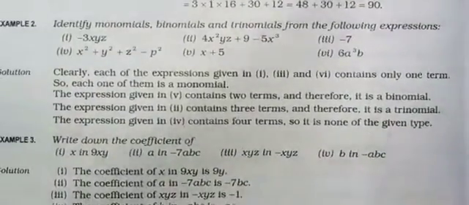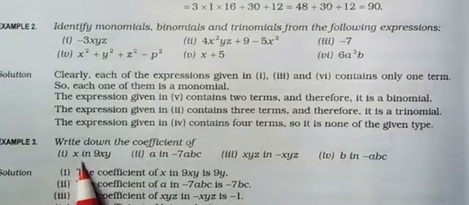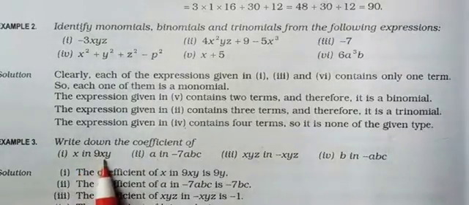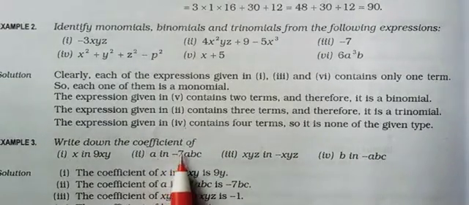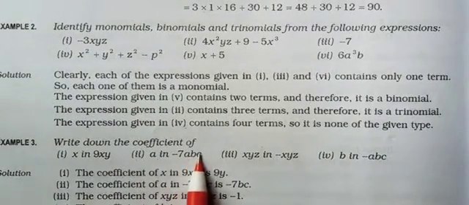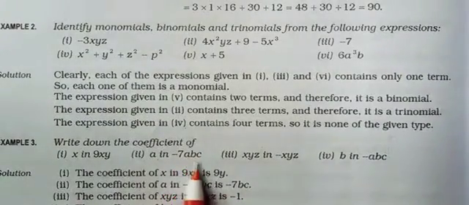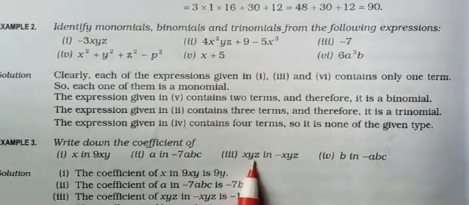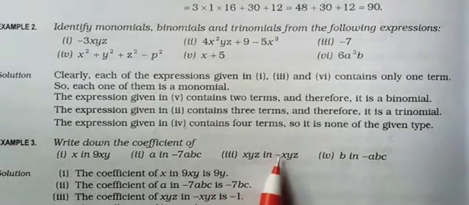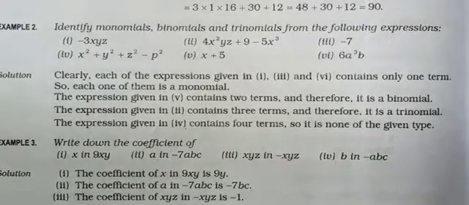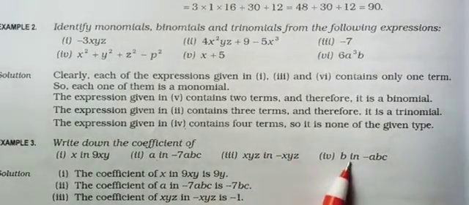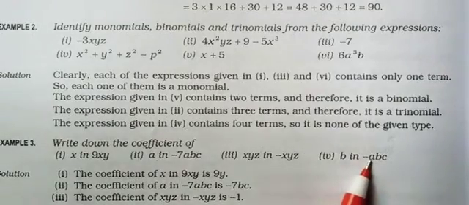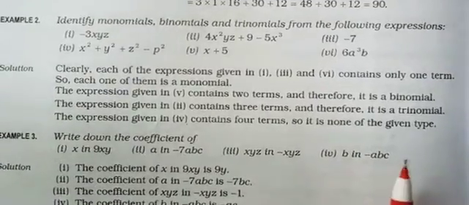Next we have to find the coefficient. Suppose we have to find the coefficient of x in 9xy. So the coefficient is 9y. Coefficient of A in minus 7ABC: we have to take first the minus sign and BC together, that is minus 7BC. That is my coefficient. Coefficient of XYZ in minus XYZ: we can take away XYZ from minus XYZ and we get minus 1. So minus 1 should be my result. Coefficient of B in ABC: what is the result? AC.